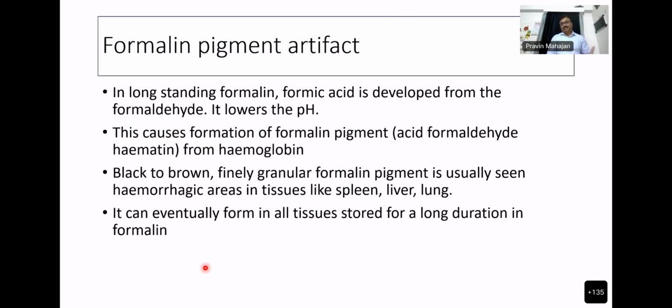which is a hemorrhagic tissue like tissue in the spleen or liver or lung, where there is a lot of sinusoidal vasculature. You see that there is a precipitate of black to brown finely granular formalin pigment, and once it is set in, you cannot remove it. So it is also not a good idea to keep the tissue for a long duration in the formalin.